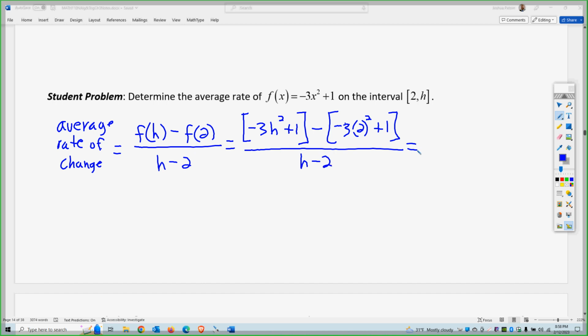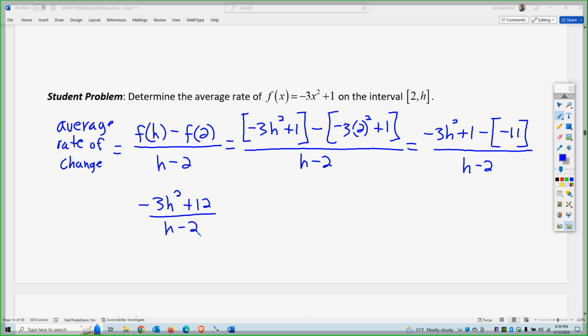Okay, so let's simplify here. Not much we can do with the first part, so it's negative 3h squared plus 1. So the second one would be minus, we'll put the brackets. All right, so if we do exponents, we get 4 times 3 is negative 12, plus 1 is negative 11. All over, what do we have, h minus 2? Okay, so we really have plus 11, so that's really 12, right? So negative 3h squared plus 12 over h minus 2. There we go. Right, that's the end of part 1.